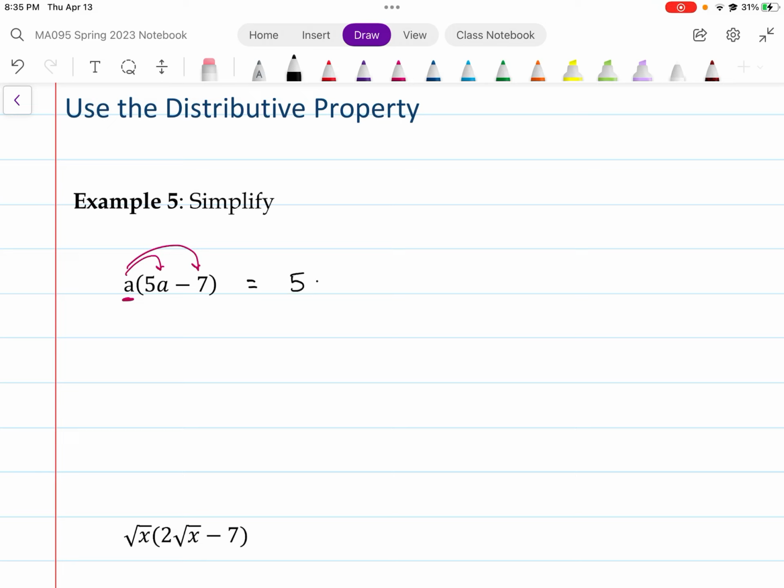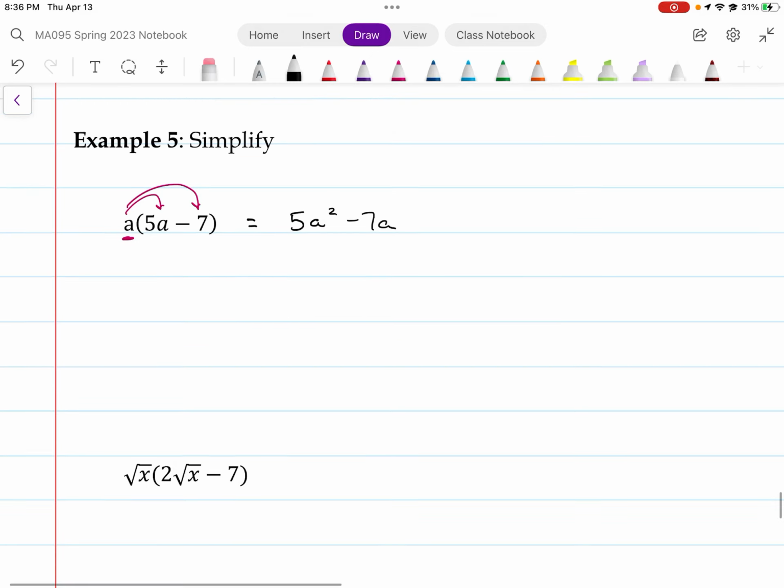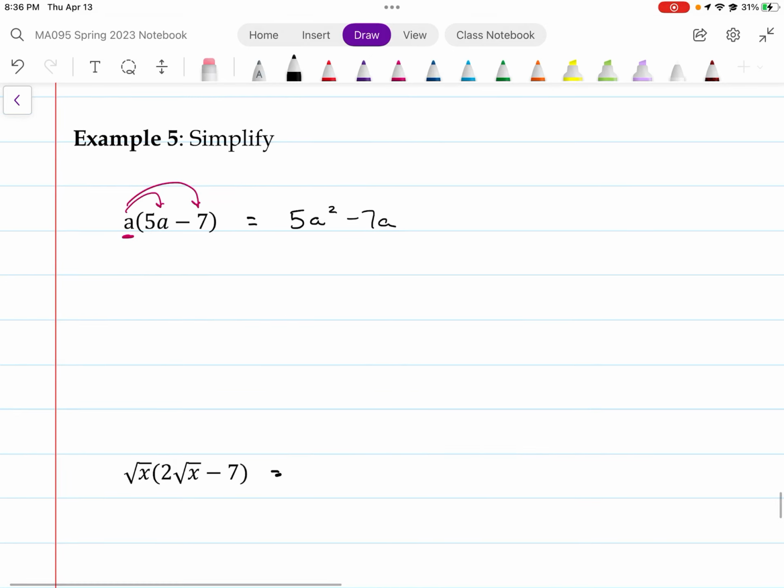All right, so you should get 5a squared minus 7a. I just multiplied it times both of them. So we're going to do the same thing with a square root. So this square root right here, square root of x, gets distributed across this one and this one with a minus inside. So I'm going to write it all out, but I get 2 square root of x times the square root of x minus 7 times the square root of x. So that's our square root of x that just got multiplied by both of them. We write square roots last after numbers, so I put it at the end.